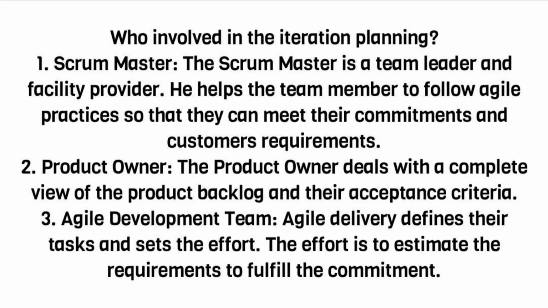Who is involved in the iteration planning? 1. Scrum Master. The Scrum Master is a team leader and facilitator. He helps the team members follow Agile practices so that they can meet their commitments and customers' requirements. 2. Product Owner. The Product Owner has a complete view of the product backlog and their acceptance criteria. 3. Agile Development Team. The Agile development team defines their tasks and sets the effort. The effort is to estimate the requirements to fulfill the commitment.